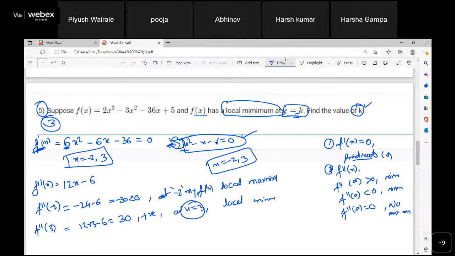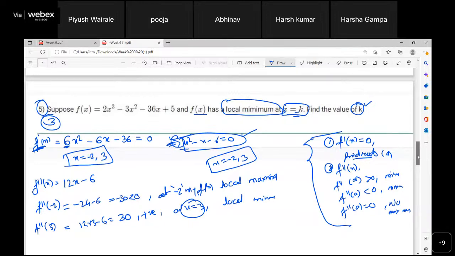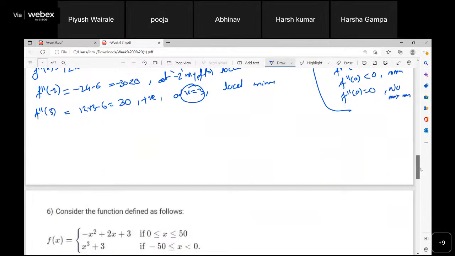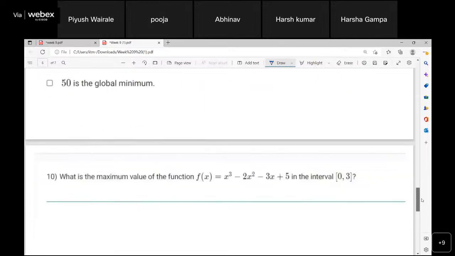Anyone, any doubt? You just have to follow these 2 simple steps, nothing in it. And you should know how to find the roots. That's it. Anyone, any doubt in this problem? Okay. Now tell me.